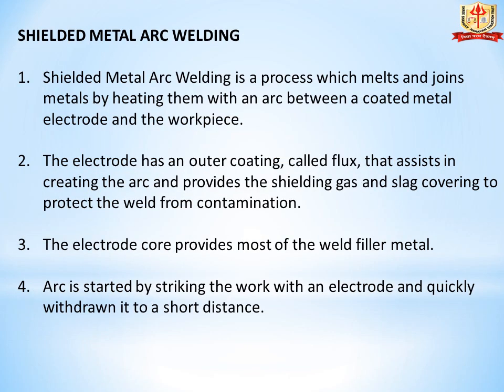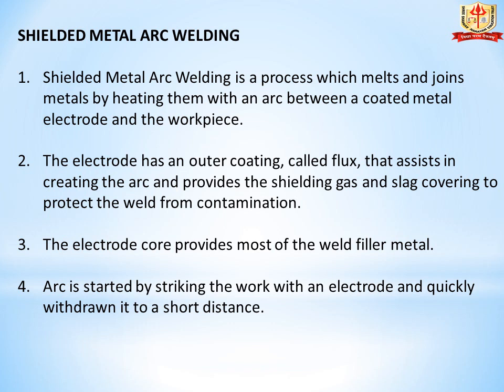In this slide, we study shielded metal arc welding. Point number 1. Shielded metal arc welding is a process which melts and joins metals by heating them with an arc between a coated metal electrode and the workpiece. Point number 2. The electrode has an outer coating called flux that assists in creating the arc and provides the shielding gas and slag covering to protect the weld from contamination. Point number 3. The electrode core provides most of the weld filler metal.